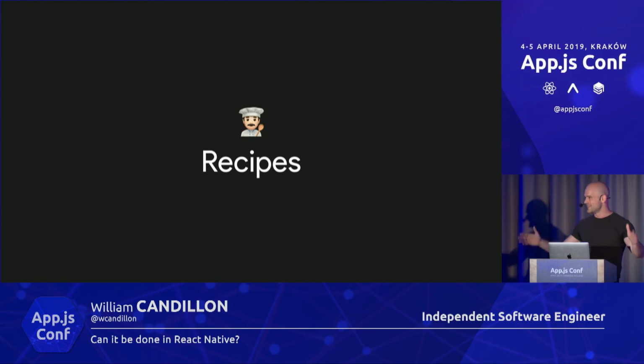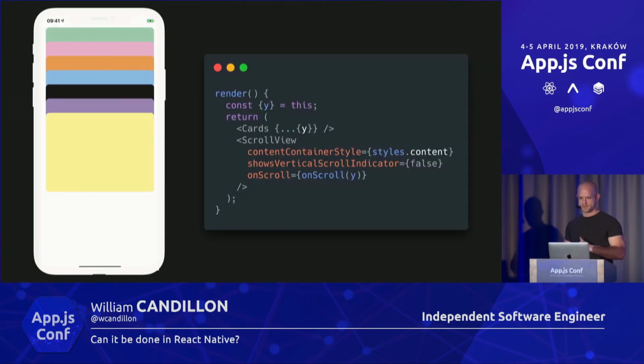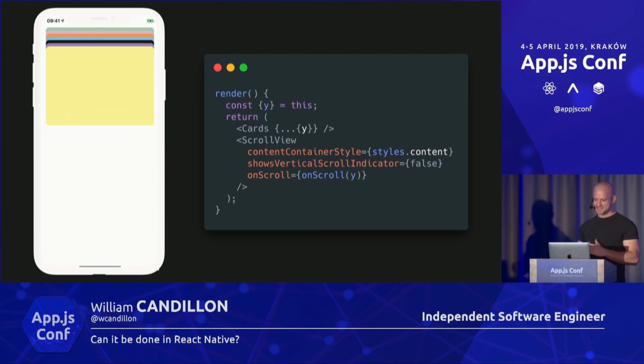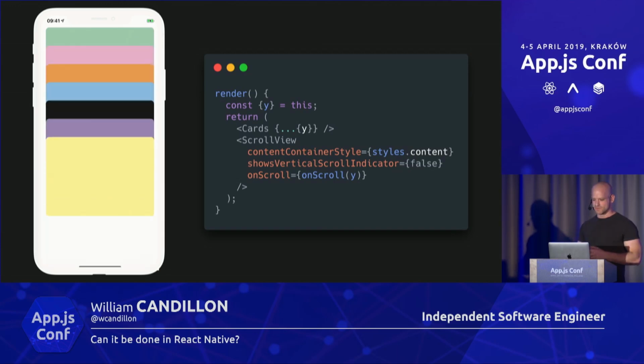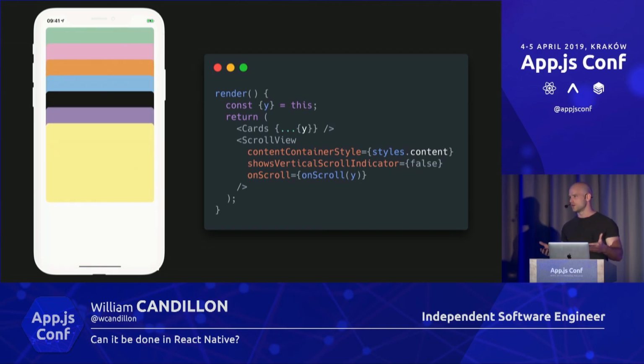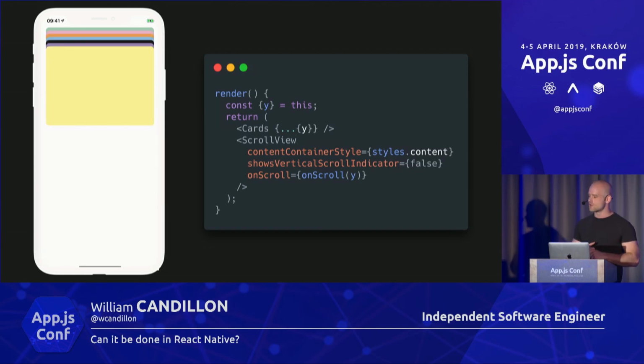The first one is my favorite one, and I learned it from Brent, and I call it hidden scroll views. So here again, the card examples. The very first time I came across this animation, I was scratching my head. I was not sure how to implement it. And then I Googled something like React Native Apple Wallet animation. Sure enough, the first result on Google was a Git repository from Brent.